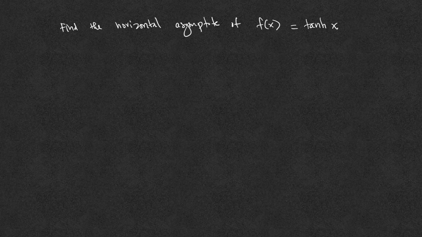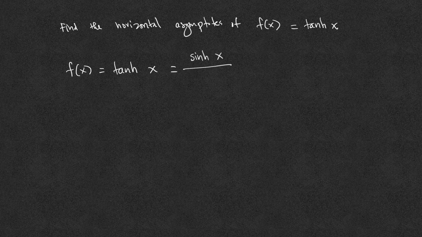Find the horizontal asymptotes of f of x equals the hyperbolic tangent of x. With any hyperbolic function, we will need to rewrite it so that we can work with the definition of the exponential function. But first, f of x equals tangent hyperbolic of x, which is the hyperbolic sine of x over the hyperbolic cosine of x.